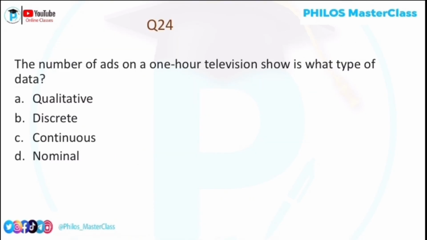This question says, the number of ads on a 1-hour TV show is what type of data? It is quantitative data. But remember, quantitative data is divided into 2. We have discrete and continuous. So the answer is between B and C. They want a specific answer to it.